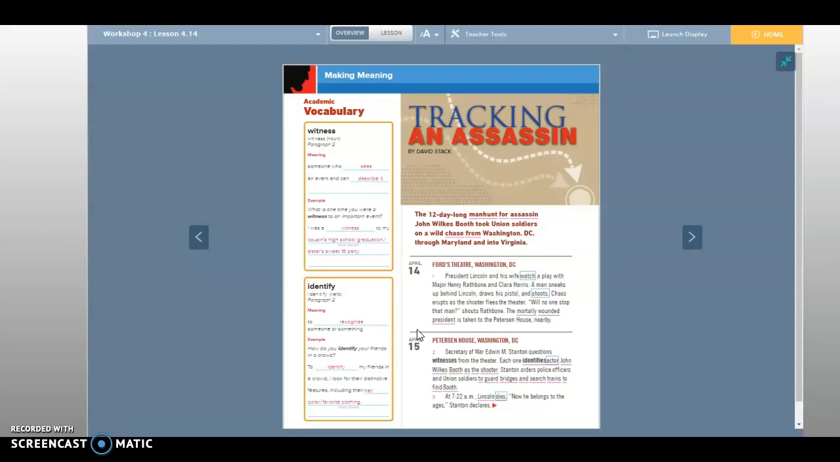I was a witness to my cousin's high school graduation, sister's sweet 16 party. Okay, it can be good or bad things, right? Okay, they talk about this in the court of law quite a bit. Okay, all right. Then we have the word identify, to recognize someone or something.